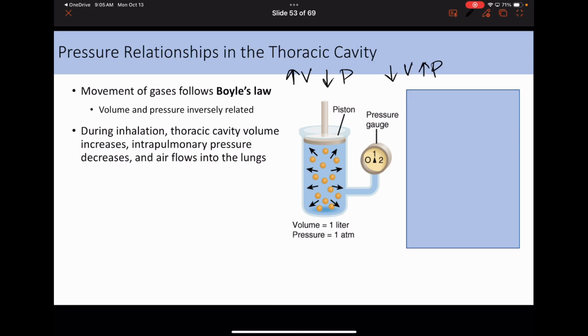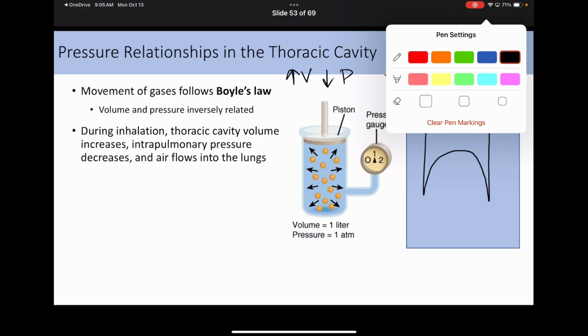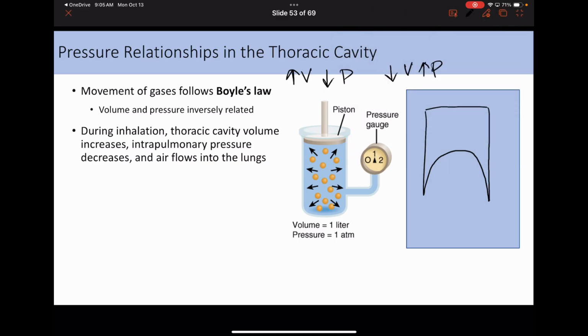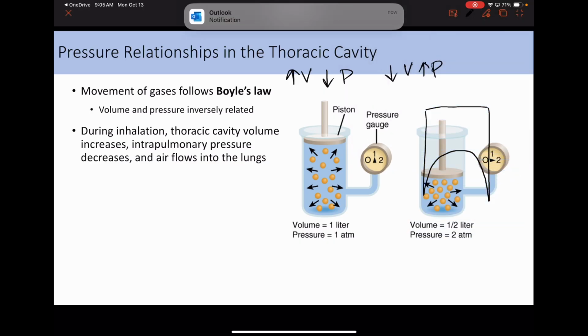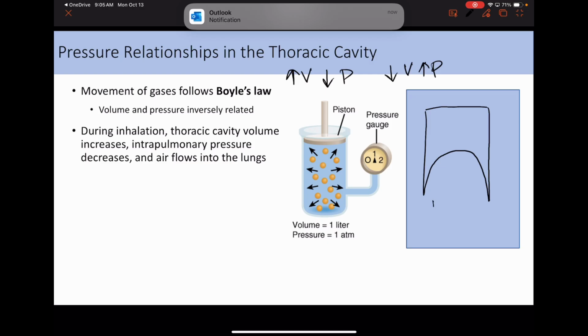So what happens is, here is your chest cavity. If you guys remember from B32, your diaphragm is a dome shape when it's relaxed. Right? So this is what the diaphragm looks like when it's relaxed. So before you breathe in, what you end up doing is contracting that diaphragm.